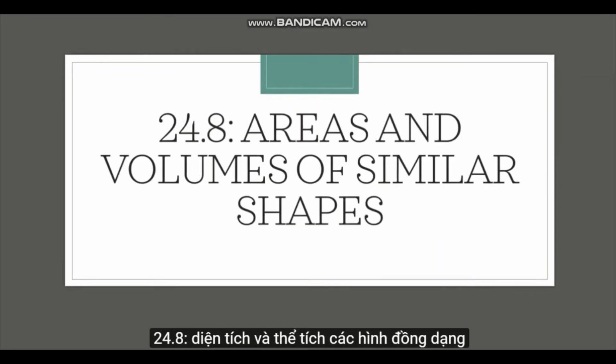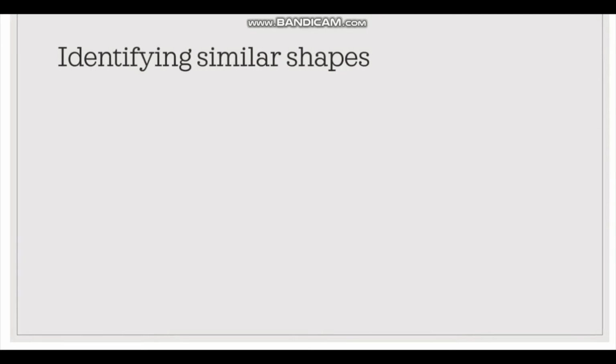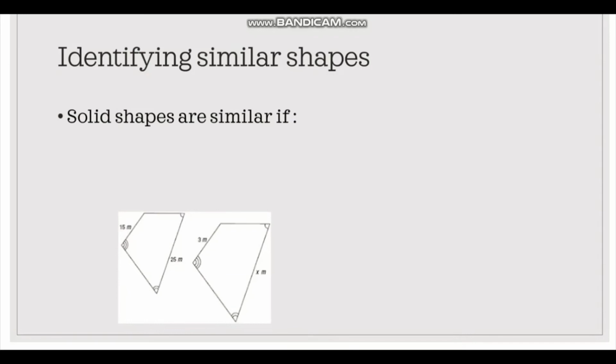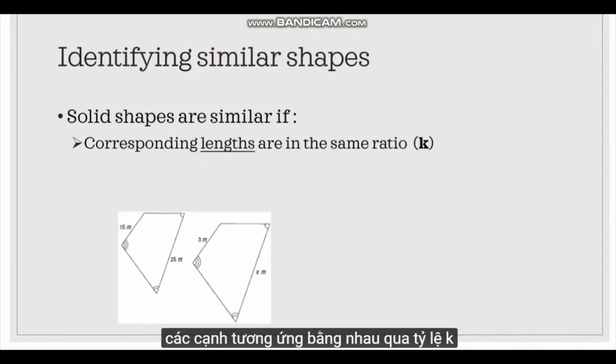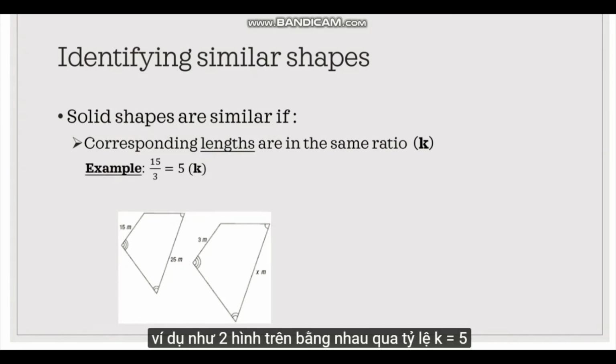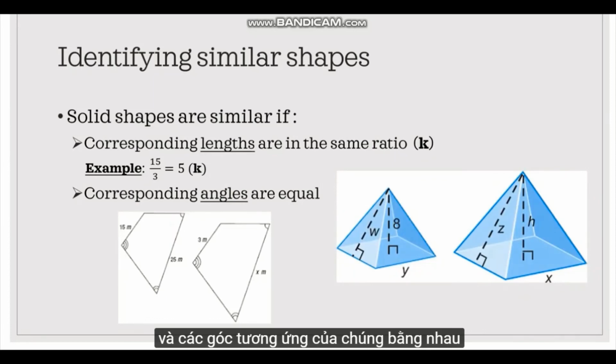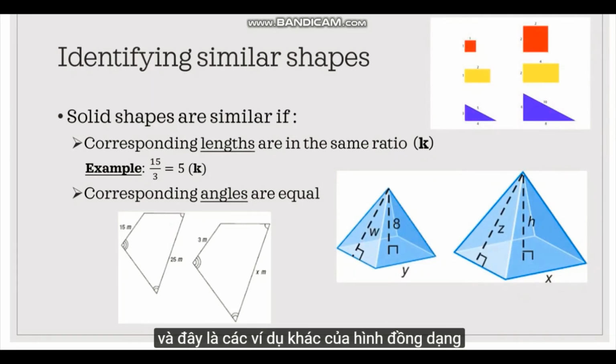Next would be 24.8, areas and volumes of similar shapes. First off, by identifying the similar shapes. Solid shapes would be similar if their corresponding lengths are in the same ratio of k. For example, here, these two shapes are in a ratio of k, which is 5, and their corresponding angles are equal. These are some other examples of similar shapes.